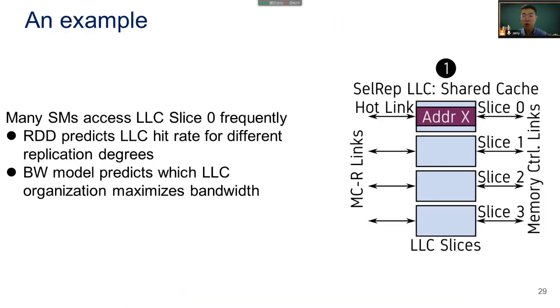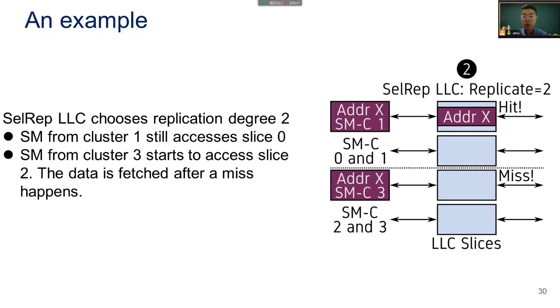Next, I'm going to show an example to illustrate how CREP LLC works. In this example, for simplicity, we only show one MC router and assume 4 LLC slices per MC router. When many SMs frequently access LLC slice 0, CREP predicts the LLC hit rate with different replication degrees and chooses the LLC organization which maximizes LLC bandwidth. Here, CREP chooses the replication degree of 2.